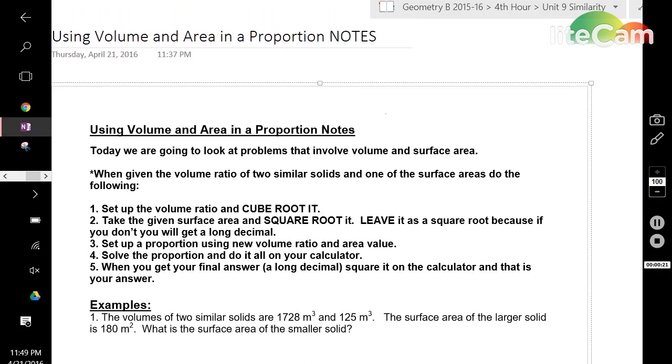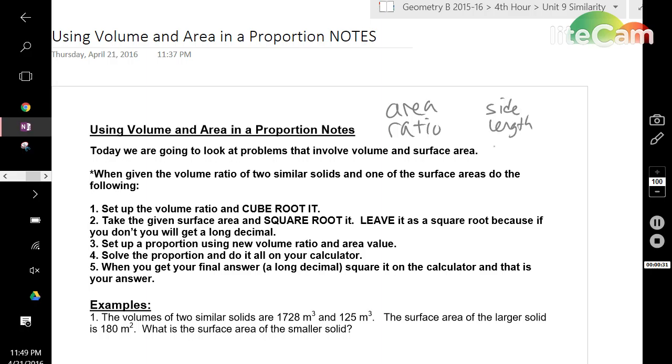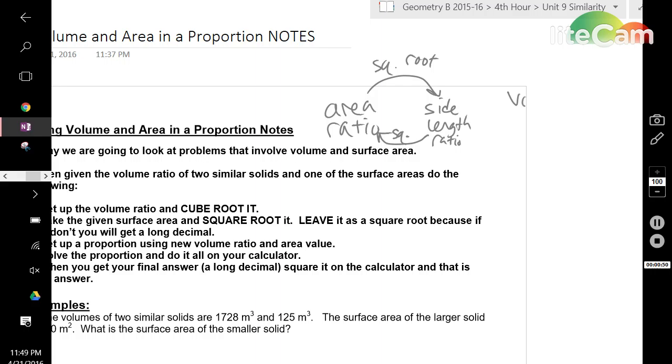If I have an area ratio, and I want to go to a side length ratio, I'm going to square root it. And if I want to go from side length to area, I'm going to just square it. If I add a third item here, the volume ratio, if I go from side length to volume, I'm going to cube the ratio. If I go from volume to side length, I'm going to cube root it.